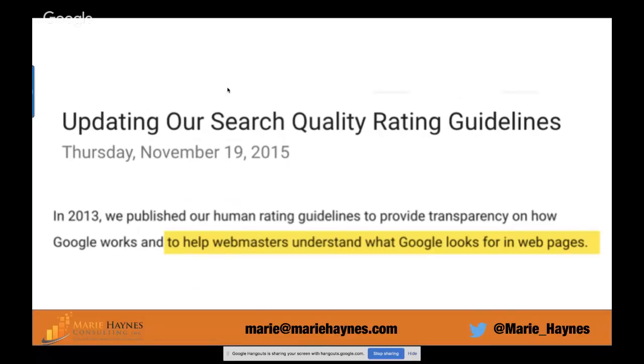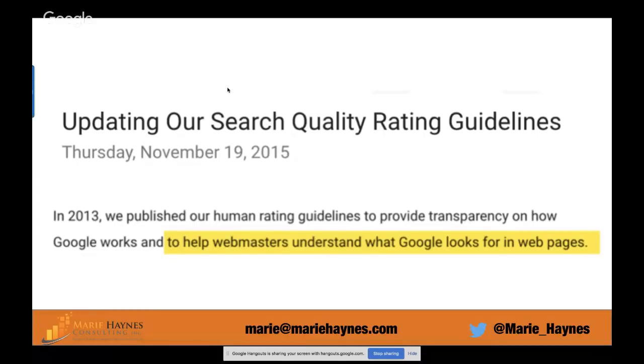You could only see them if you were a quality rater, and there were occasionally leaked copies that would come out, and as SEOs, we'd all start reading them. And then in 2013, Google started actually publicly making these available for everybody to read.